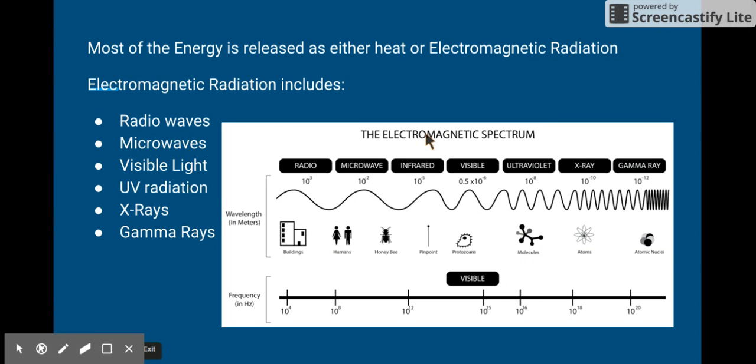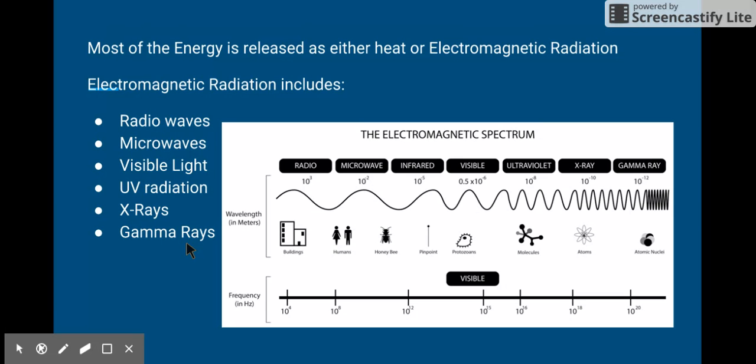Here's our electromagnetic spectrum, and so the energy is going to be released in different ways. Radio waves, which is what we use to listen to the radio. Microwaves, the same waves that we use to cook with. The visible light that we see. The UV radiation that we worry about with sunburn. X-rays, like what we receive at the doctor's office. And gamma rays, the most energetic type of radiation, and in fact it's fairly dangerous. If we get hit by gamma rays, they can be quite damaging to our bodies.